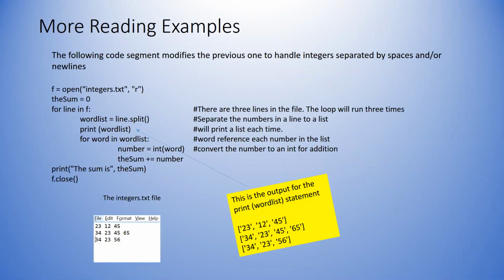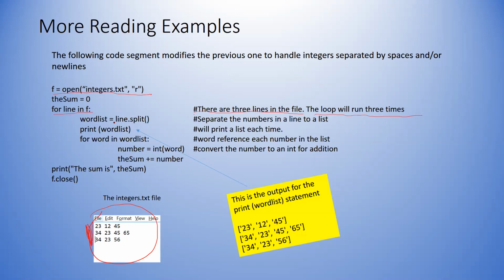Let's look at another example here. Okay, this is the list. This is the file. And so I'm opening that file. Oh, isn't this what we just did? Right? Yeah, that's exactly what we just did. Okay, so I'm saying there are 3 lines in the file. The loop will run 3 times, right? You have 3 lines, so this will run 3 times.